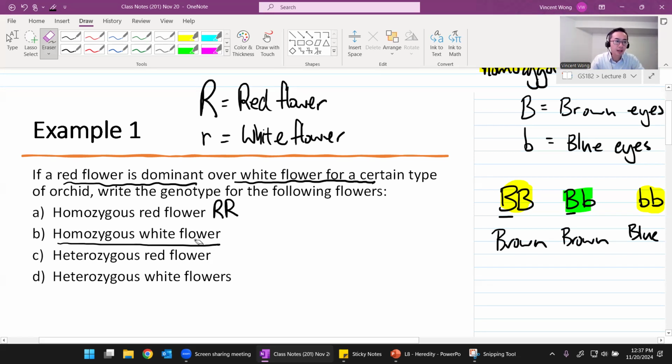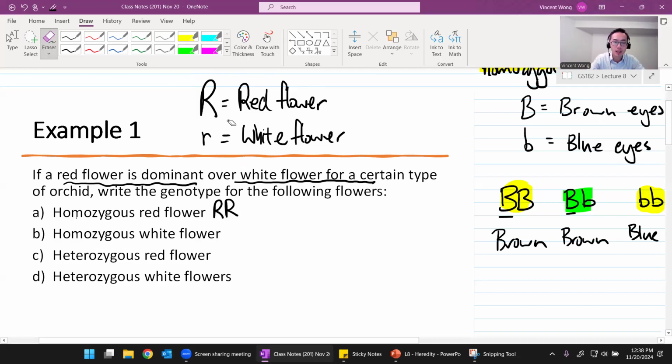Homozygous white flower. What does homozygous mean again? Anybody? Can someone tell me what homozygous means? Okay, yeah, sure. Another word for homozygous is pure, but what does it mean? Yep, so homozygous means same allele. Either they're both uppercase or they're both lowercase. In this case, they want a homozygous white flower.